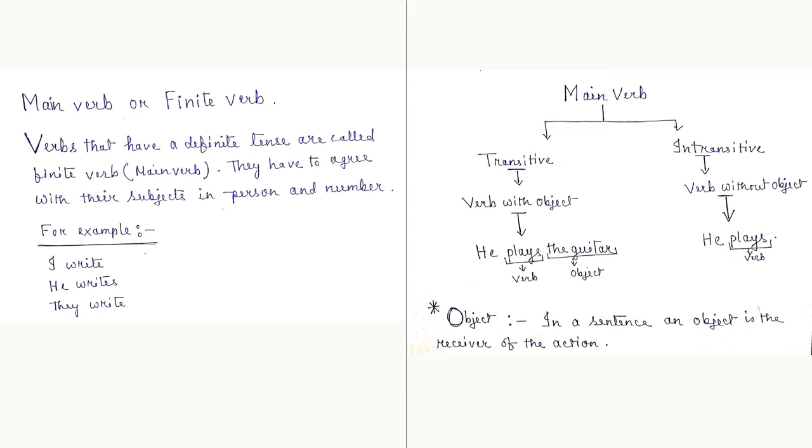What is an object? We need to know about an object to understand transitive and intransitive verbs. In a sentence, an object is the receiver of the action. For example, he kicked the ball. Here, kicked is the verb, and what did he kick? The ball. So the receiver of his action is the ball, so ball is the object.